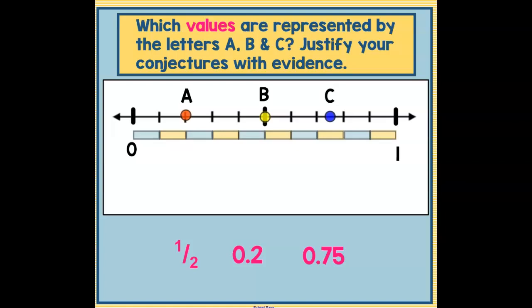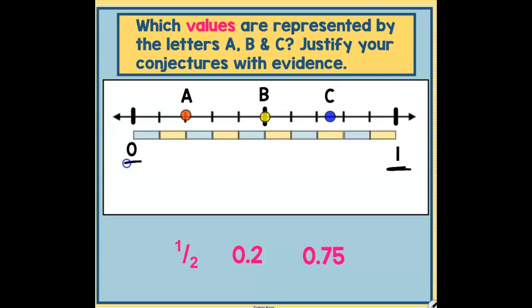So I'm going to look at my letters. I see A, B, and C on my number line, but before I can do anything with my number line, I have to figure out what the numbers on my number line are and what each tick stands for. So I'm going to look at the beginning. I'm starting at 0. I'm ending at 1. So I know all my dots are going to be proper fractions because they're between 0 and 1.